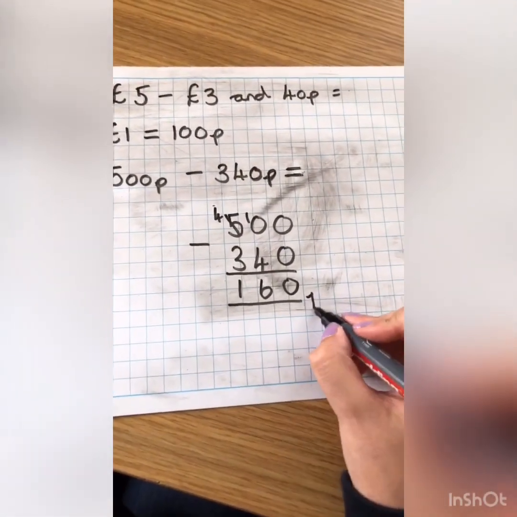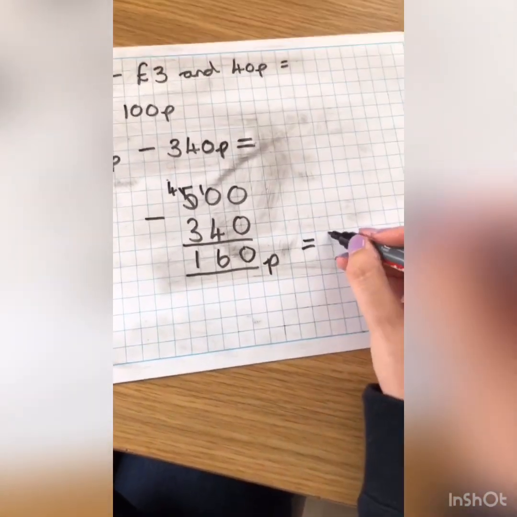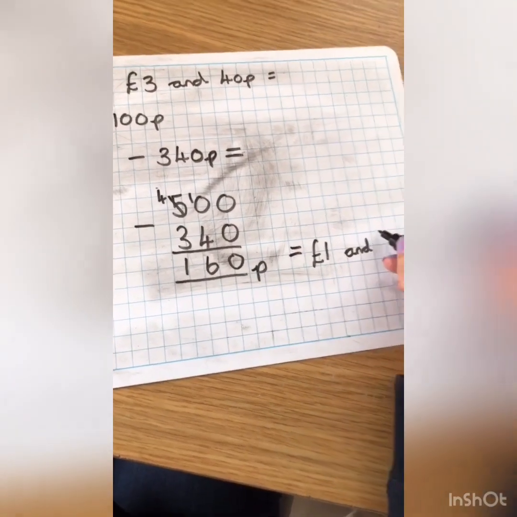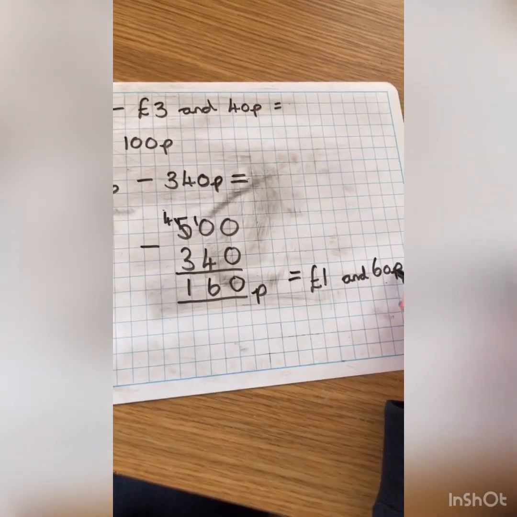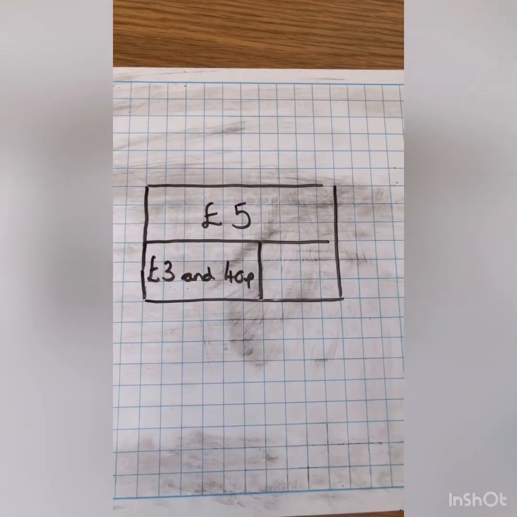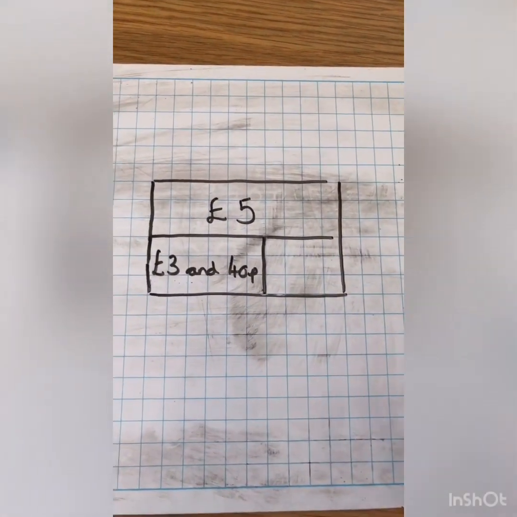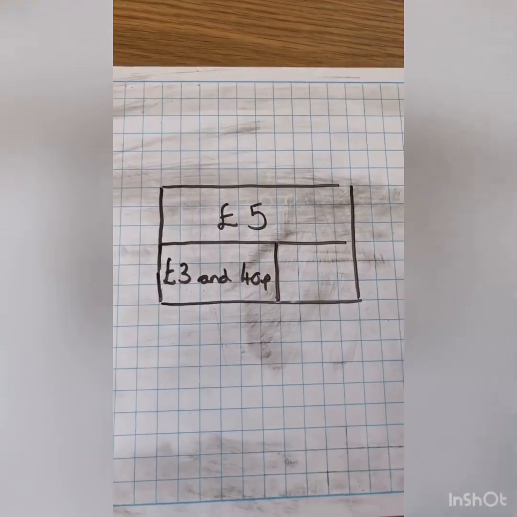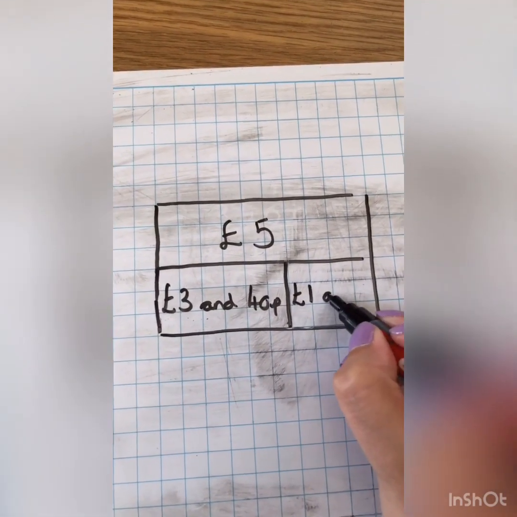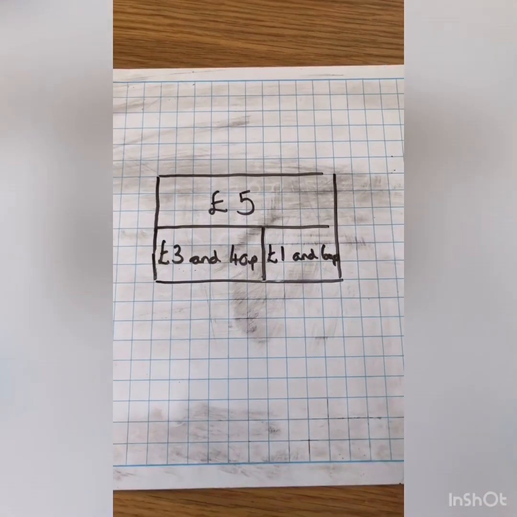So 160p, which is the same as £1 and 60p. Our final step is to return back to our bar model. So we had £5 to spend, we spent £3.40, and the change that we got back was £1 and 60p.